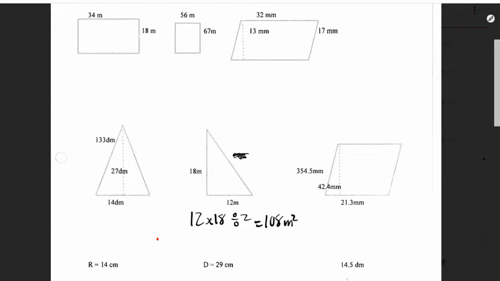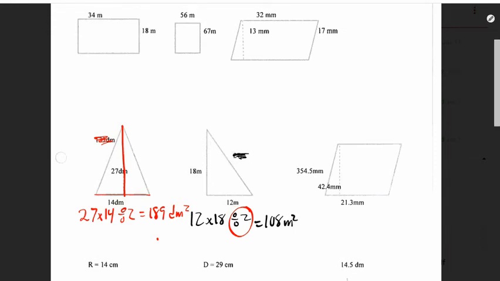The key that most people forget is they forget to divide by 2 when they're doing triangles. In this case, ignore the diagonal. I want straight up and across. So I'm going to take 27 times 14, and again it's a triangle, so divide it by 2. 27 times 14 divided by 2, and I get 189, and it's decimeters squared. Okay?